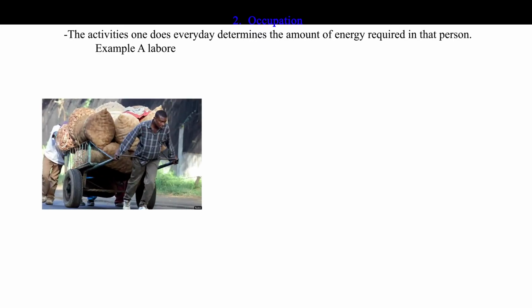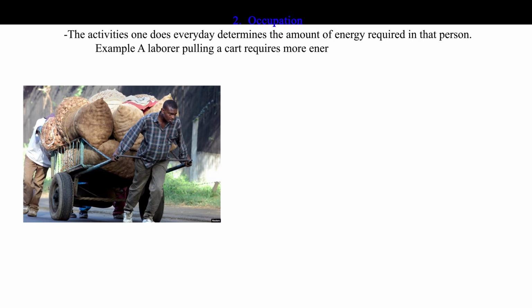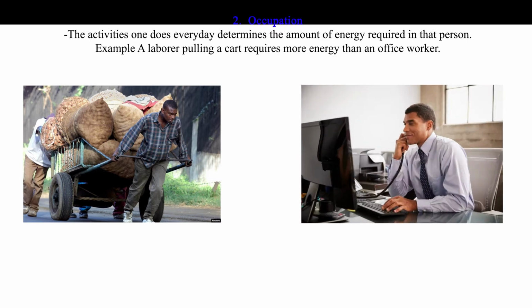2. Occupation. The activities one does every day determines the amount of energy required in that person. Example: a laborer pulling a cart requires more energy than an office worker.